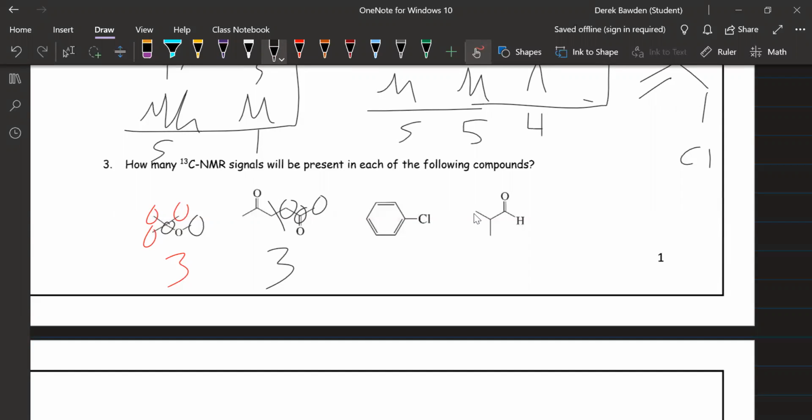This next one, there's a plane of symmetry up the middle. So we've got 1, 2, 3, 4 different signals. This one will be identical to that one, this one identical to that one, so we get 4. Okay. These 2 will be identical, so that's 1, 2, 3 signals. Any questions on how we got those? Nope.